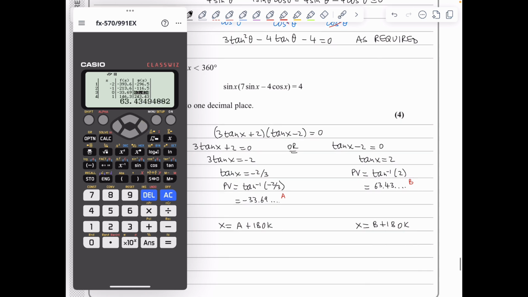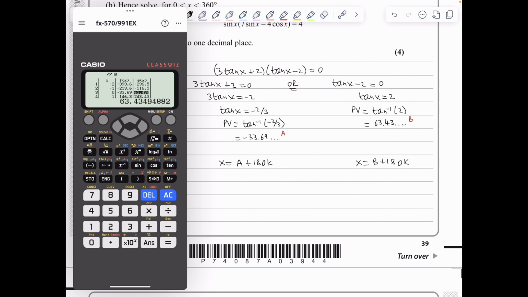And we can see that the first positive solution is at 63.4. Then I proceed. We've got another solution at 146.3. Then we've got another solution at 243.4. And then the final solution at 326.3. A total of 4 solutions.